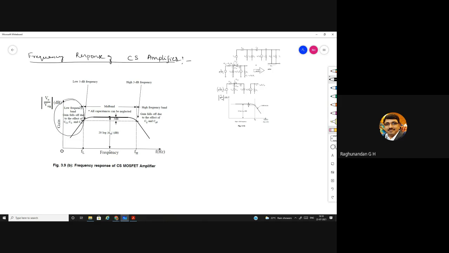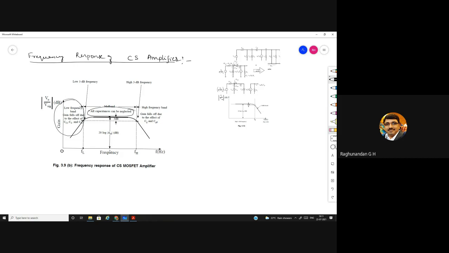When you come to the midband region, once you cross the lower cutoff frequency, you can see that the gain is almost constant and maximum, because all the capacitances will be neglected here, and the reactance of all the capacitances will be very negligible. At that particular midband frequency range, the reactance of these capacitances is nullified or neglected, because they don't have much effect over the frequency response.